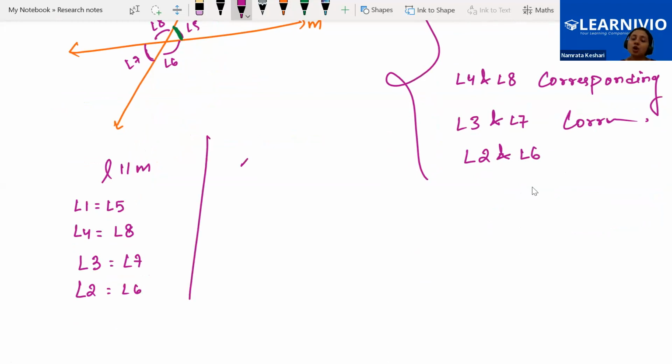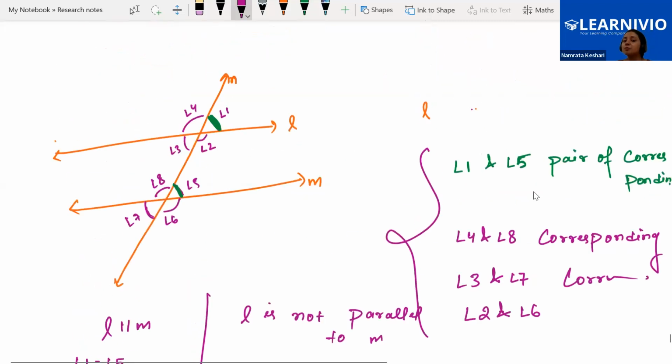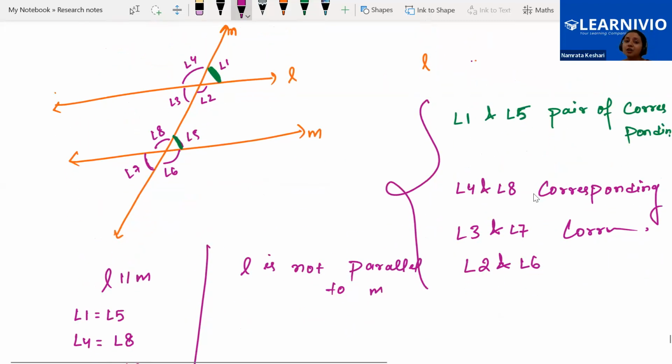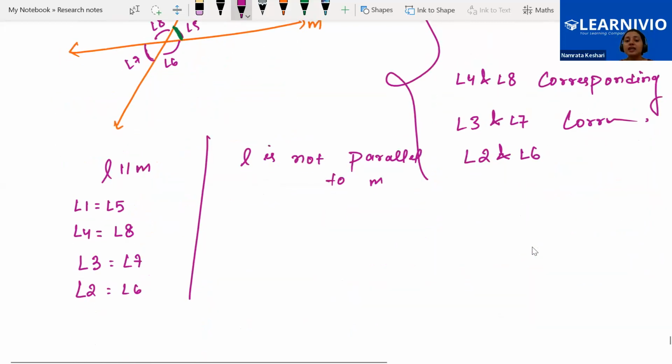And if L is not parallel to M, then still the names are corresponding angle only. 1 and 5 are corresponding angle only. But this time, these two corresponding angles will not be same. It's a pair of corresponding angle.